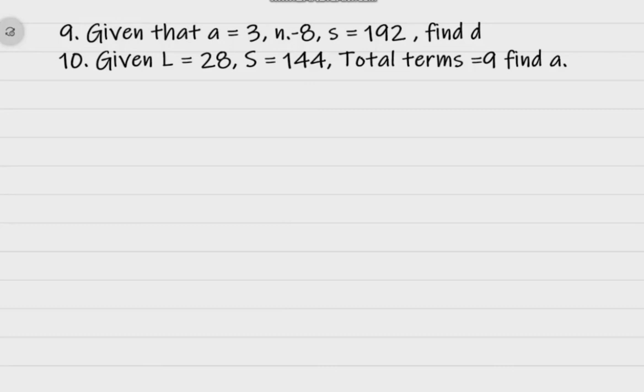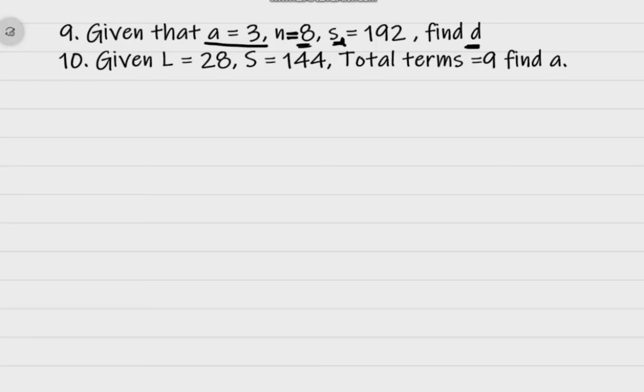What is given in question number 9? See, given that a is equal to 3. The value of a, that is the first term, is 3 and n is equal to 8. See here there is a printing mistake: n is equal to 8 and the sum of the terms is equal to 192. Sn is equal to 192. Now what you have to find? You have to find the value of d. See, n is equal to 8.